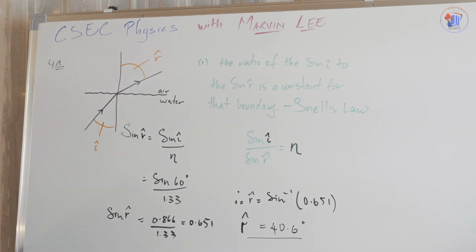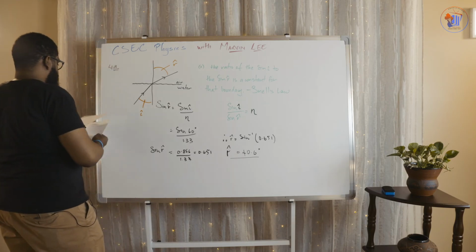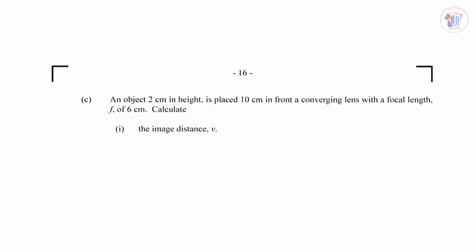Final part of the question, and it says, an object 2 cm in height is placed 10 cm in front of a converging lens with a focal length f of 6 centimeters. Calculate the image distance v.